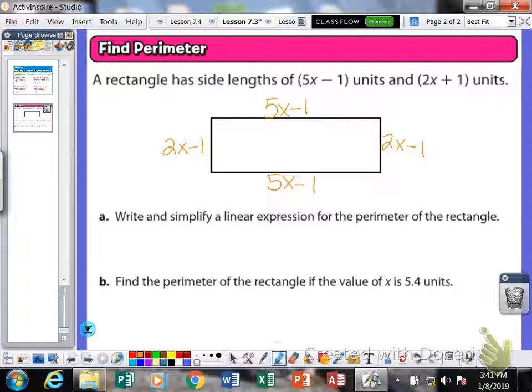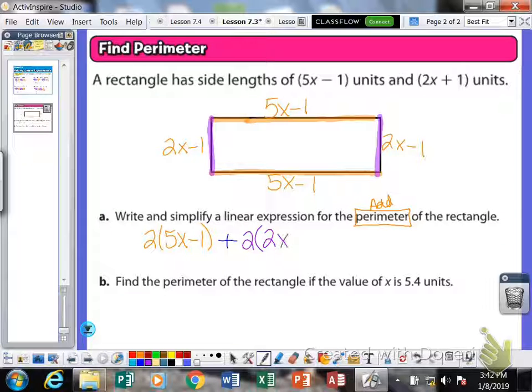So we notice that we have two of the same sides. I have 5x minus 1, and I have two of them. So I could write that as 2 times 5x minus 1 because I have two of them. It says write and simplify a linear expression for the perimeter. Perimeter says add everything together. Add the sides. So I'm going to have a plus sign here. And then I have 2x minus 1, and I have two sides that are like that. So I can do that as 2 times 2x minus 1.